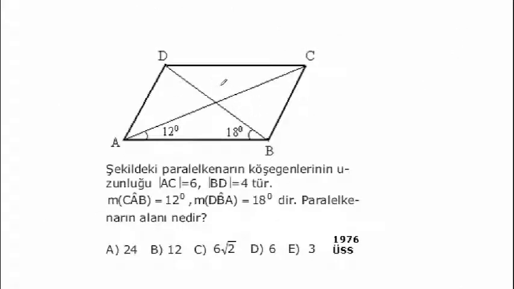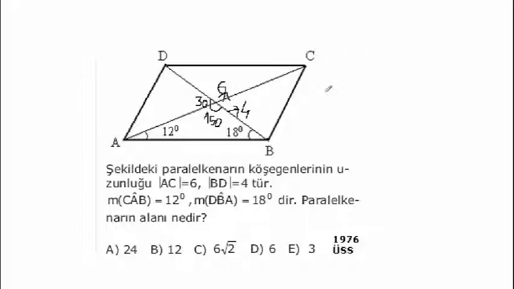Here I have a question about the sine theorem and parallelogram. So in this question, the question asks for the area of the parallelogram, and it gives this diagonal as 6, and this diagonal as 4. This angle is 12, and this angle is 18. So this angle becomes 150. So this is 360 all, and this becomes 30.